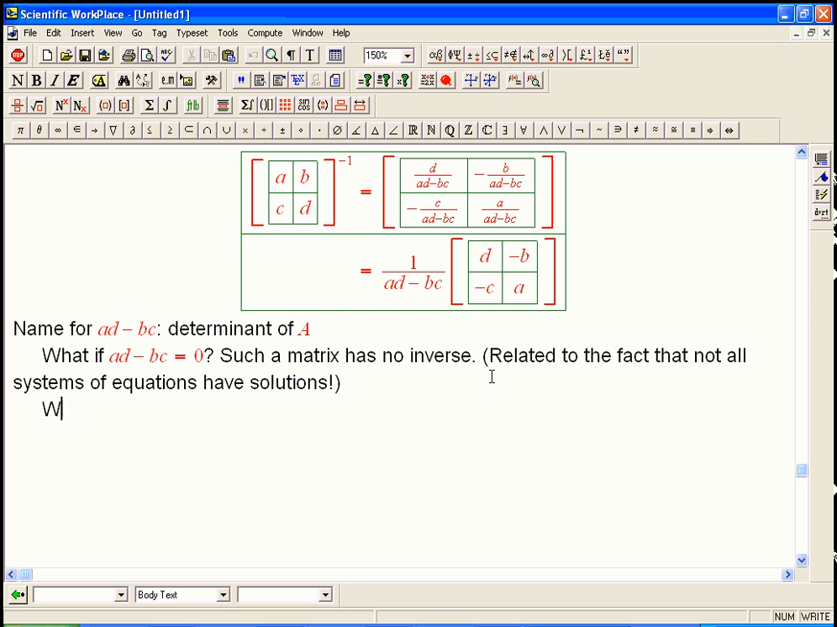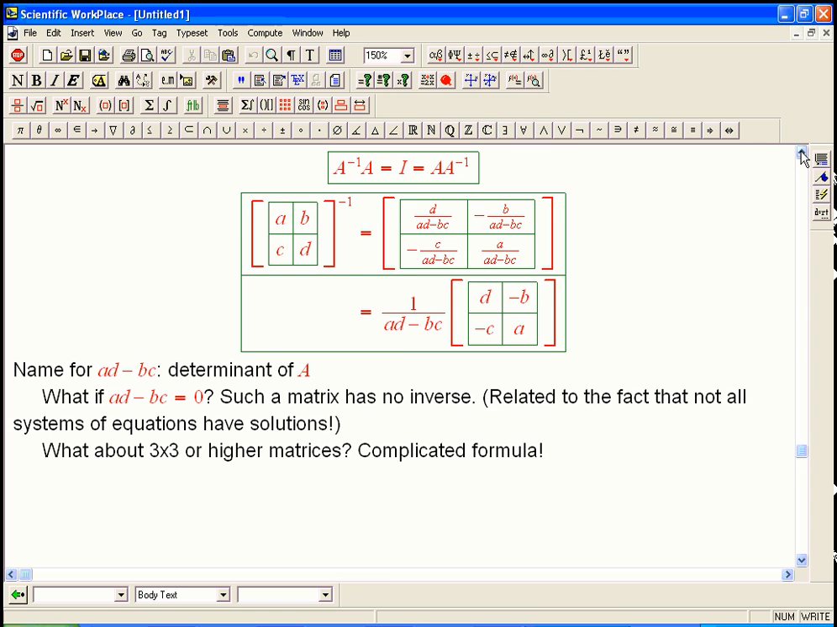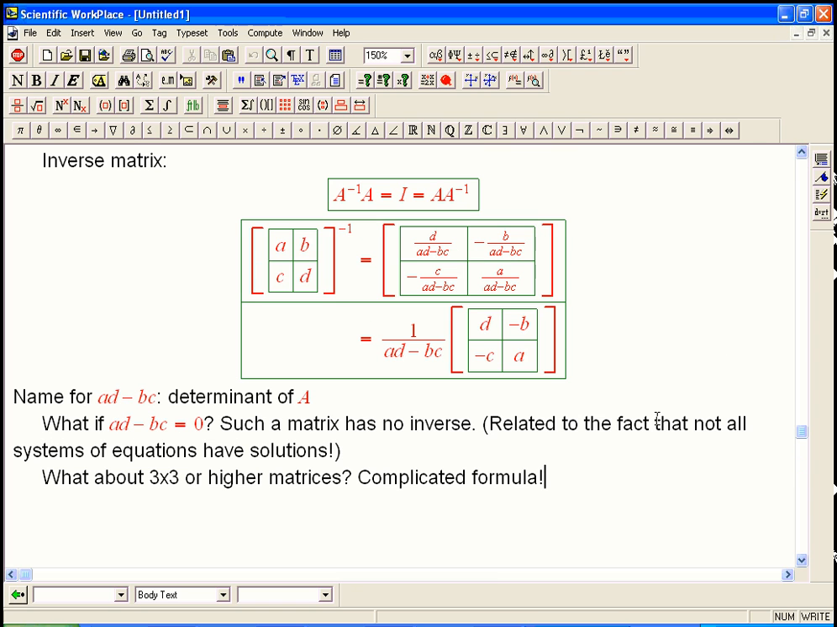Okay. What about 3 by 3 or higher matrices? And the truth is, the formulas get pretty complicated for the inverse. And that's one reason why this isn't the killer method that everybody always uses to solve systems of equations, because in fact the formula for the inverse is somewhat complicated. It's known. There's a procedure for it. But we're not going to emphasize it a lot because it's complicated, and we'd probably want to spend a lot more time on it.